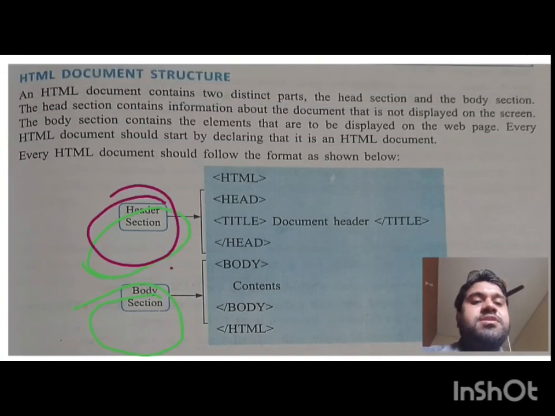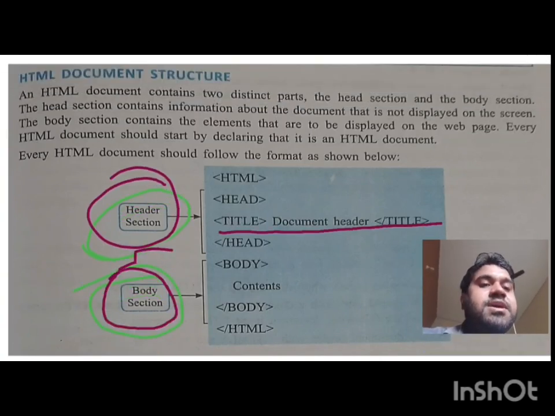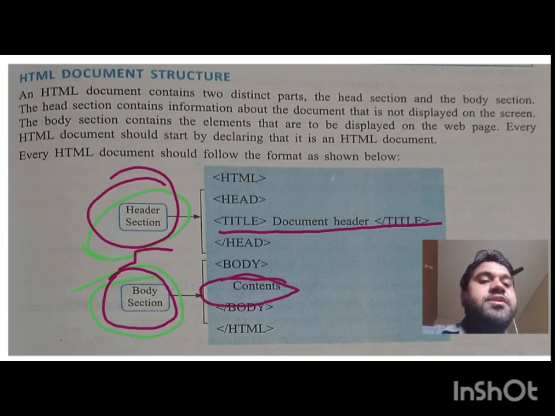One is the head section, another is the body section. In this head section we can give the title, and in the body section whatever content you want: image, table, paragraph, whatever you want, you will write in place of this content. So this is very important.